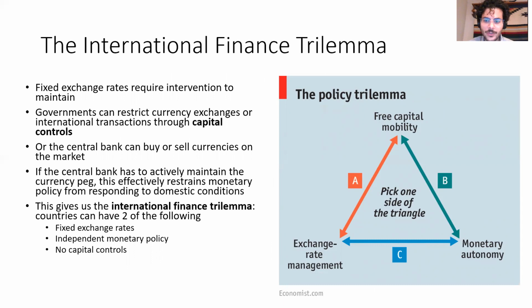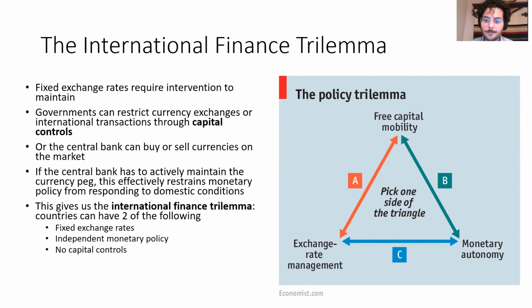With fixed exchange rates, this is a policy that some countries choose to implement, but it doesn't come for free. There's a cost to maintaining it in terms of other policies. They do require intervention to maintain, and this can come in one of two forms. They can either restrict currency exchanges or other international transactions through what are called capital controls. So you can have these very strict regulations on how money can come into and leave countries. Any sort of cross-border transaction is restricted, and that's how you maintain the exchange rate.